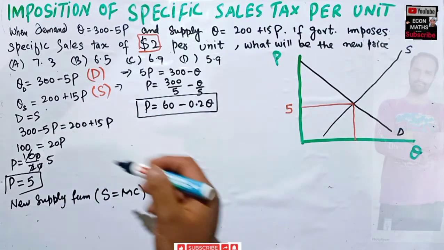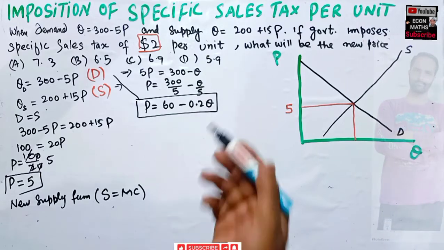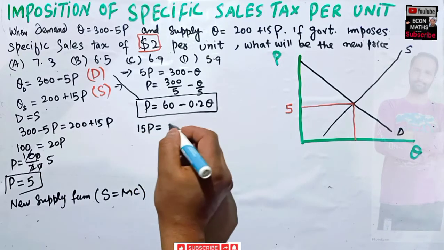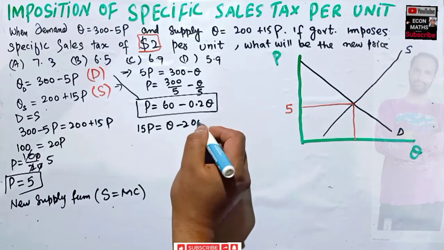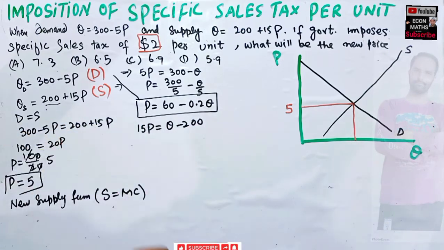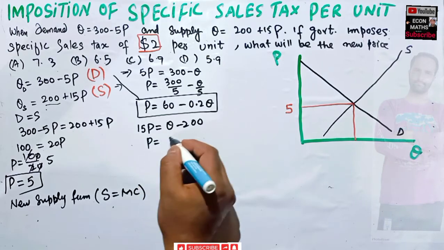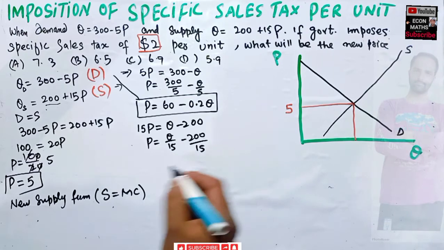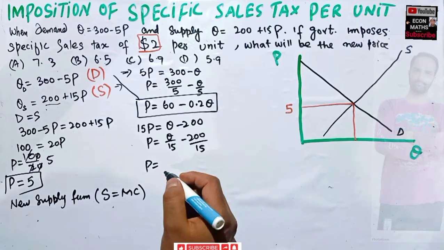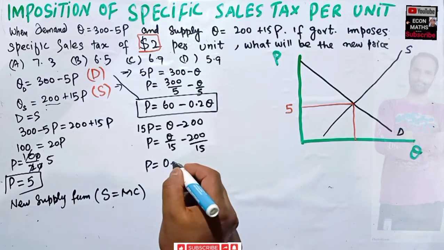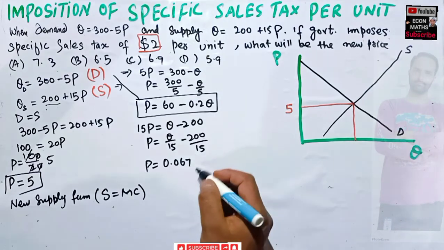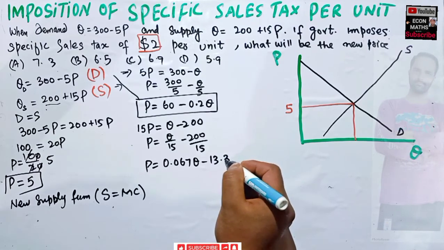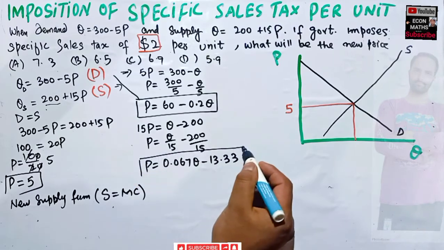This is our supply function. Let us also solve it for P first. We have 15P = Q − 200. I have simply transposed this term to the other side, so P = Q/15 − 200/15, or P = 0.067Q − 13.33. So this is our old supply function.